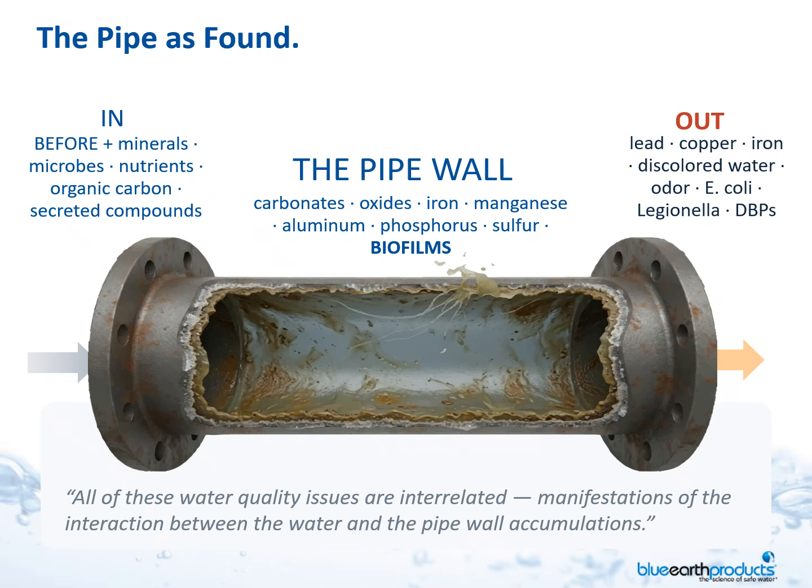And then coming out, we have discolored water, odor, E. coli, Legionella, disinfection byproducts. These are all multiple consequences of the interface between the pipe wall and the water. So if you can manage that one interface, you can affect a lot of these parameters all at the same time.